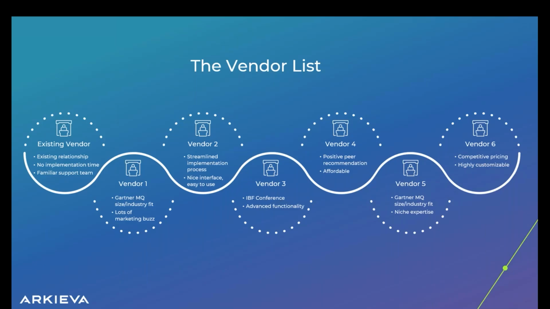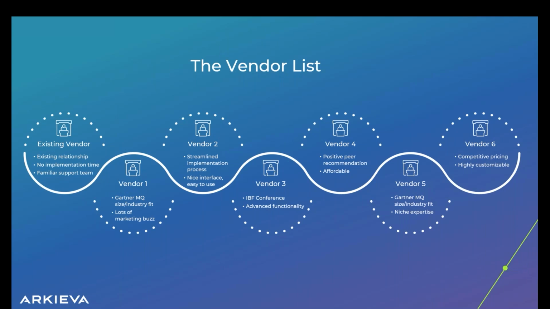So you might have a vendor list that may look like this, where you say, I have the existing vendor, so obviously there are some pros. I have the existing relationship, the implementation time is basically 0, and I like the team, and maybe there's some familiarity. But then I have vendor 1 who is coming from Gartner.